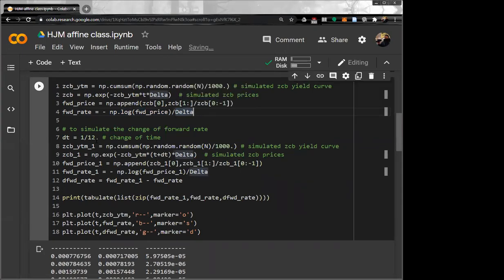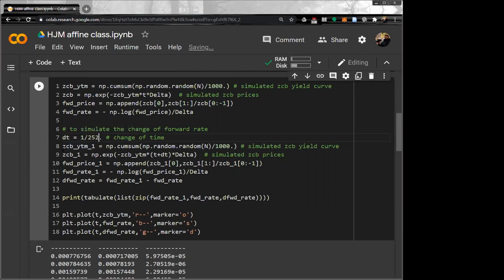And then again, dt is the change of time. It is again 1 over 12. But suppose we observe data daily, then it is 1 over 252, the number of business days per year.